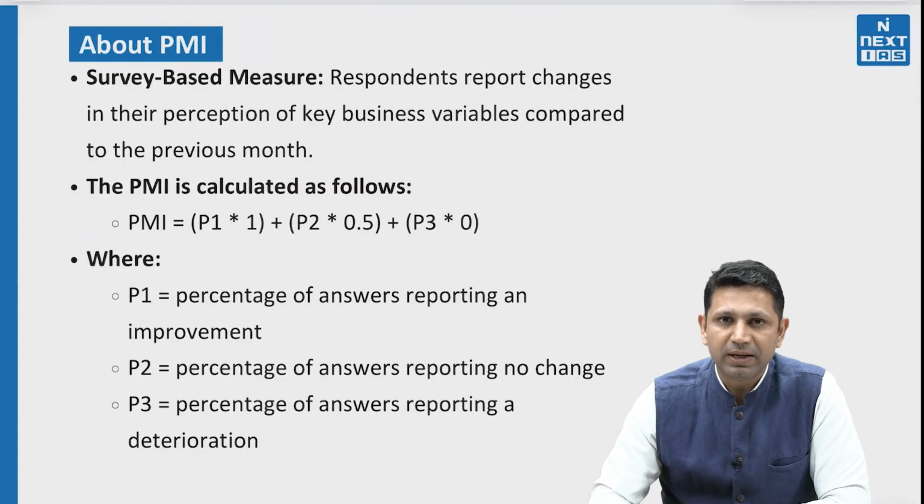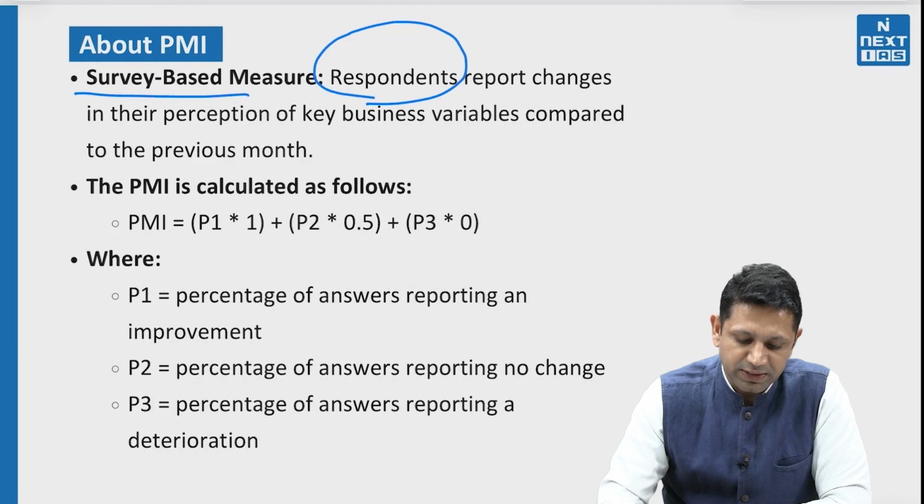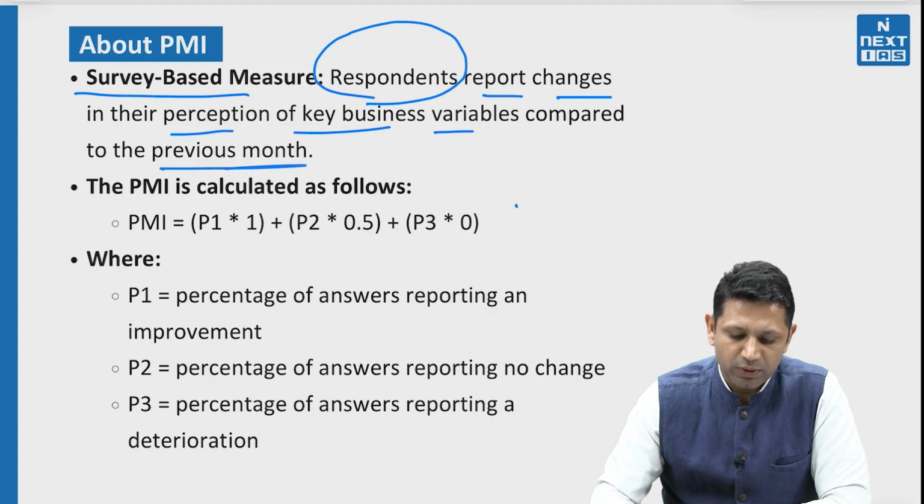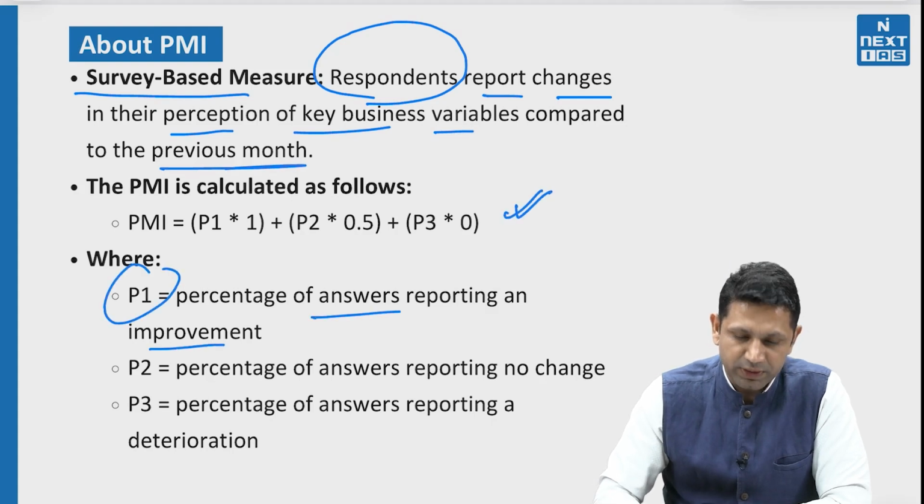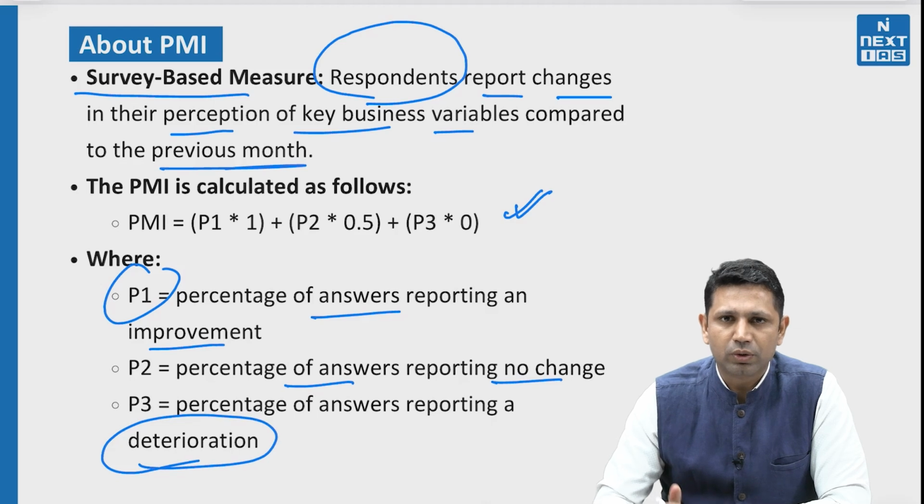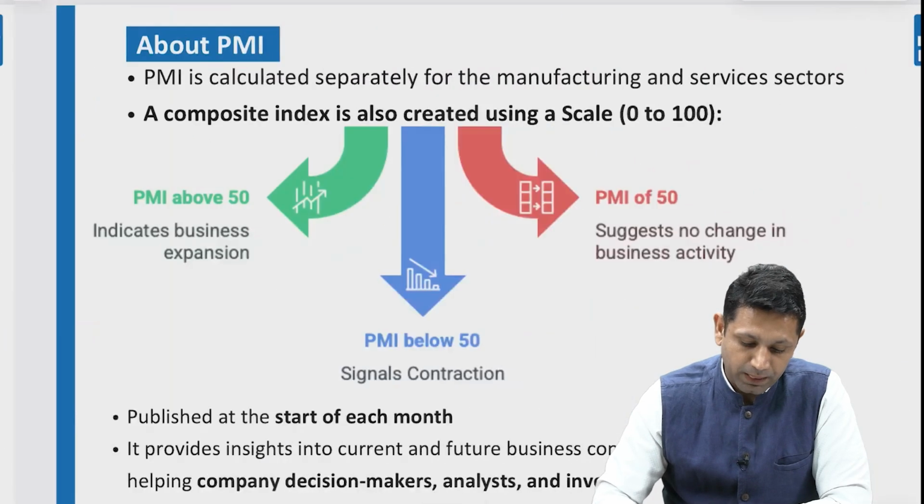Now, something about PMI. PMI is a survey-based measure where the respondents report the changes in their perception of the key business variables compared to the previous month. It is calculated with this formula where P1 is the percentage of answers reporting an improvement, P2 is the percentage of answers reporting no change, and P3 is the percentage of answers reporting a deterioration. So it is going to cover all three: improvement, no change, and deterioration.